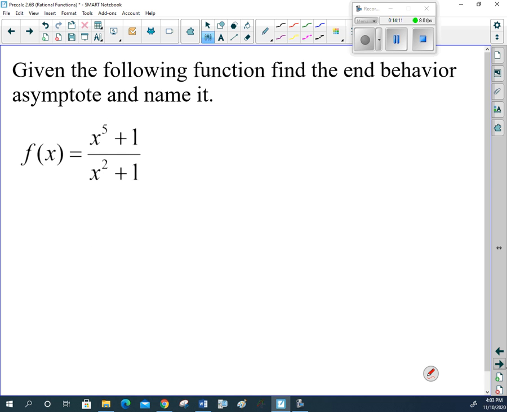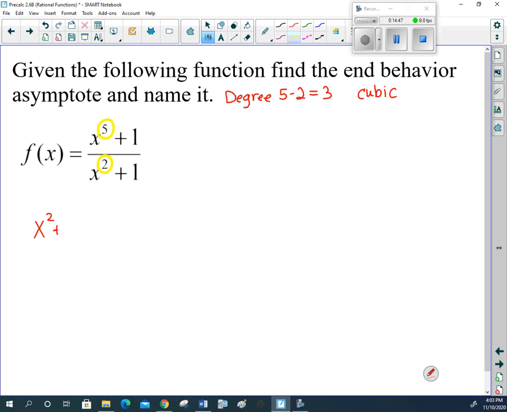Okay, so given the following function, find the end behavior asymptote and name it. So I'm going to first of all look to see what I'm working with. I've got a degree 5 here and a degree 2 here. So if you take a degree 5 and subtract a 2, you end up with a degree 3. So degree 3 is going to be cubic, or degree 3. So we're looking for a cubic equation. Unfortunately, because that is an x squared, you cannot do synthetic division. You're going to have to do long division.